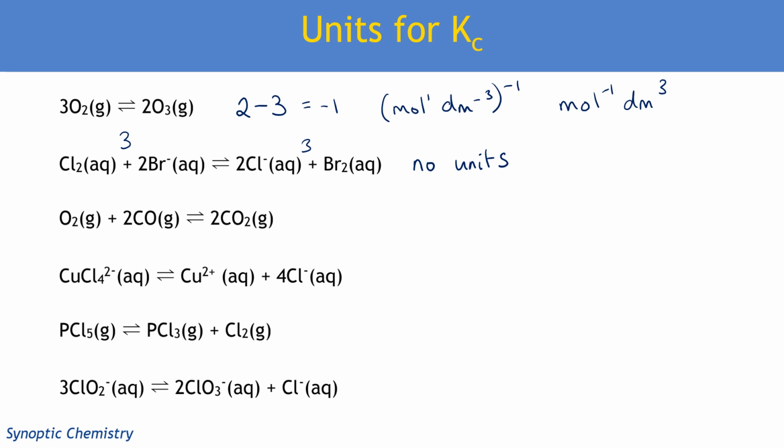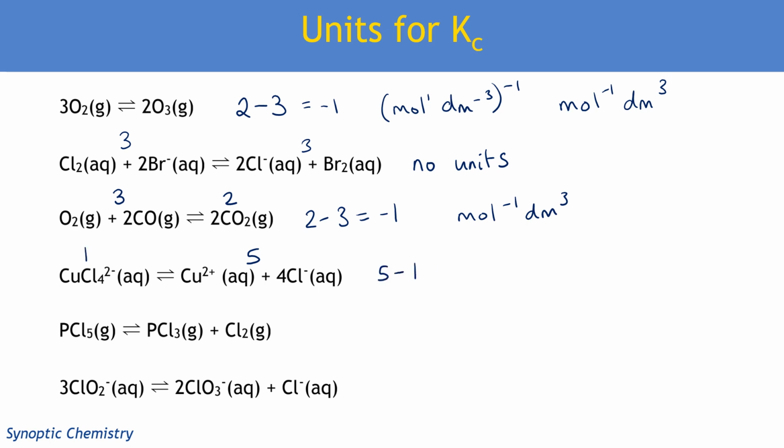Next one down, I have 2 moles of products and 3 moles of reactants. That is exactly the same as the first example. 2 take away 3 equals minus 1. My units will be moles to the minus 1, dm to the power 3. Next one down, I have got 5 moles of products, 1 mole of reactants.